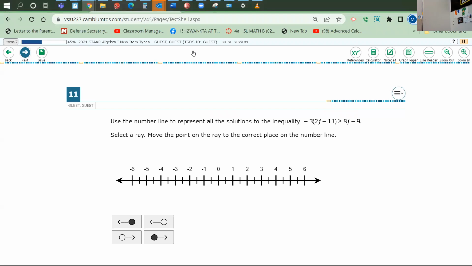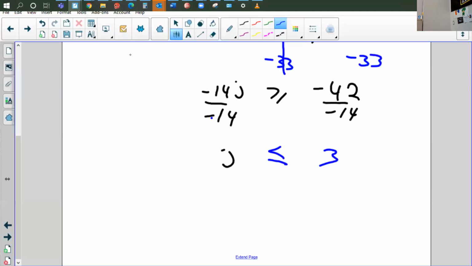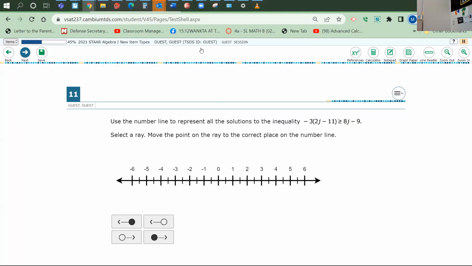Now, remember, oh, I forgot to do this. Because it's less than or equal to, I'm going to use a closed circle. So remember, less than or equal to and greater than or equal to have a closed circle. Less than or greater than is an open circle. Just make sure you remember that. Because it's less than or equal to, it's going to the left. Less than or equal to 3.